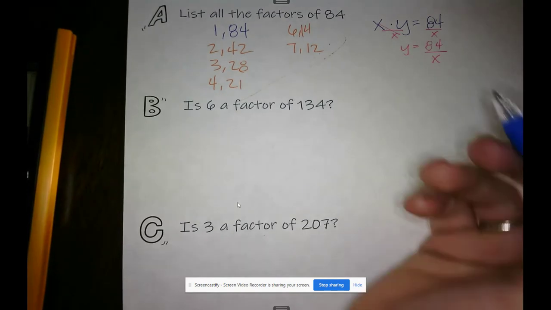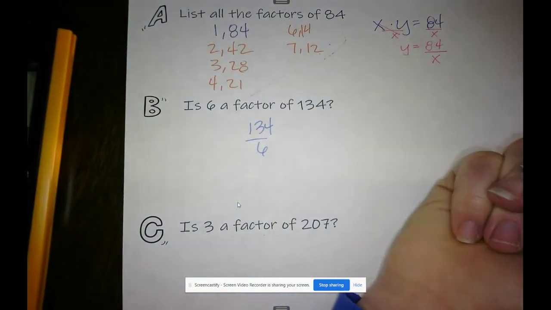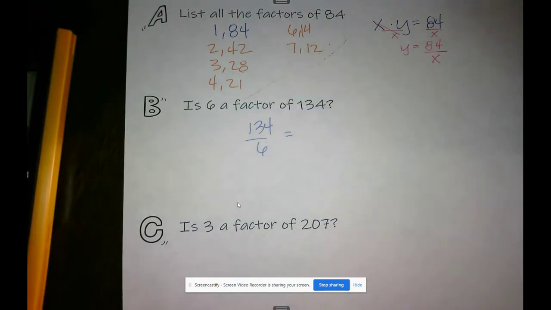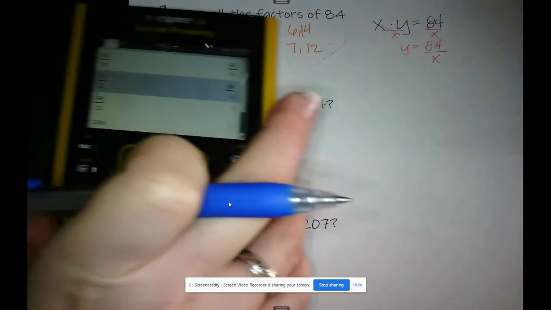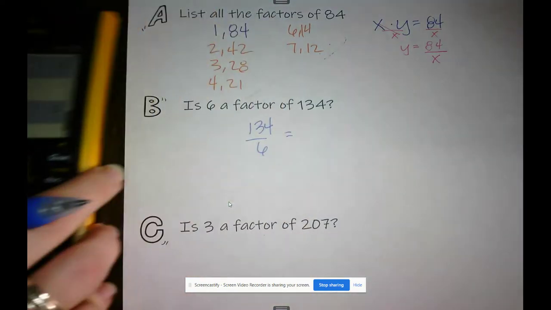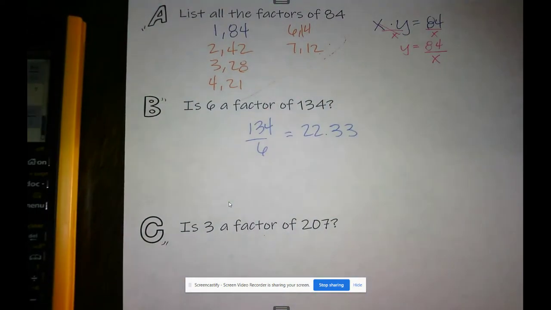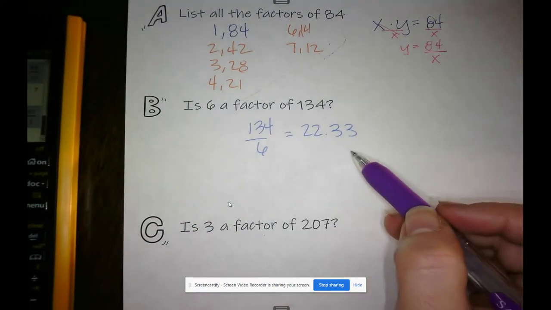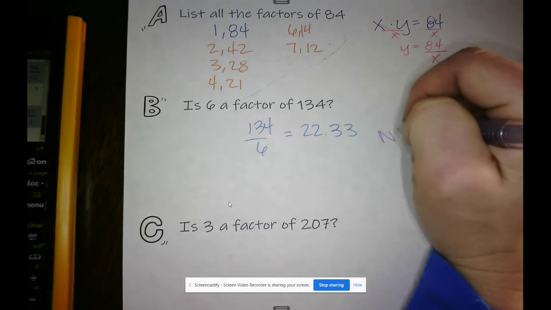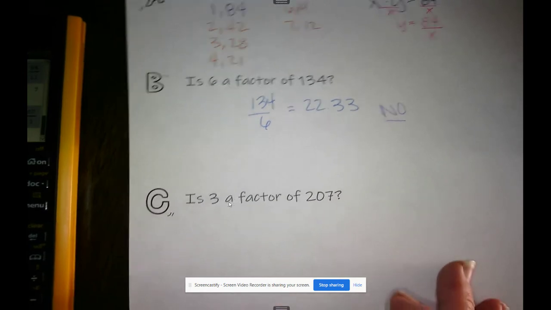Okay. Is 6 a factor of 134? How do we find that out? We take 134 divided by 6 and see what it equals. 134 divided by 6 gave me a fraction, which as a decimal is 22.33. Since we got a fraction or a decimal number, that means that 6 is not a factor of 134. So the answer is no, it's not a factor.